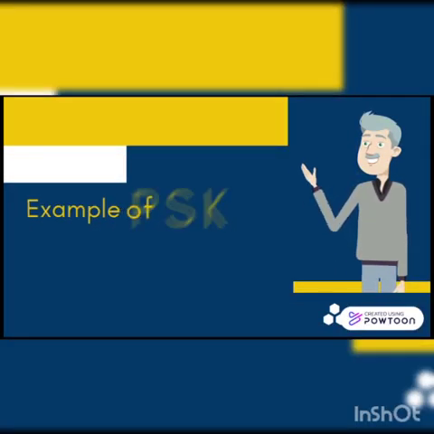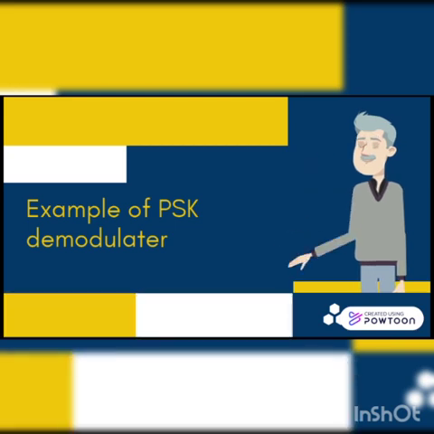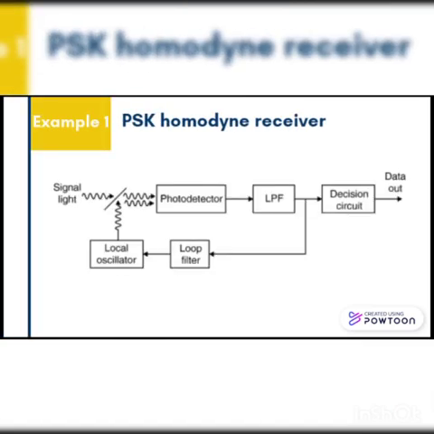Let us now look at examples of phase shift keying demodulators. The first example is a phase shift keying homodyne receiver. As you can see here, the input signal, which is a signal light, is passed through a photodetector. Then we have other components such as low pass filter, decision circuit, local oscillator, loop filter, and the data is then being produced.